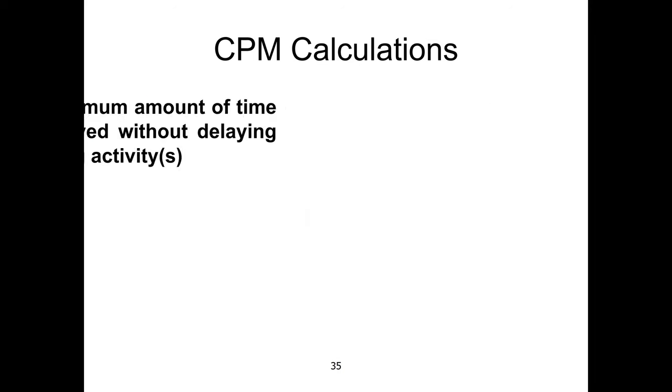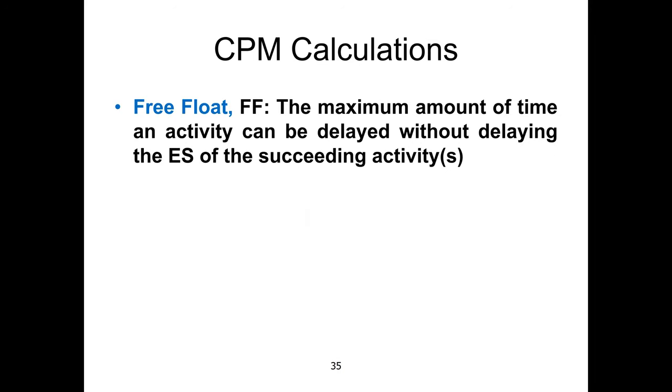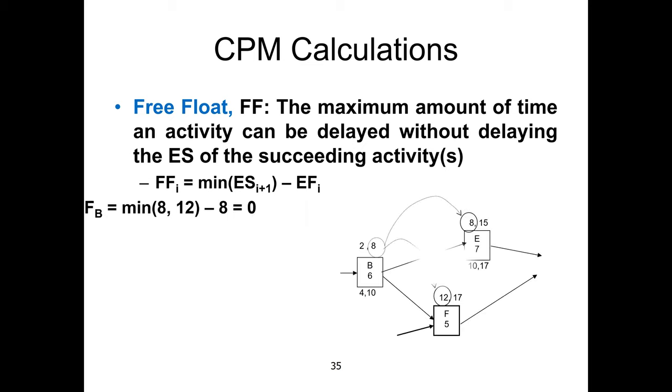Let's move to the next one, free float, denoted by FF. It's the maximum amount of time an activity can be delayed without delaying the early start of the succeeding activity, the following activity. So for free float we use the early start of the following activity minus the early finish of the previous activity.